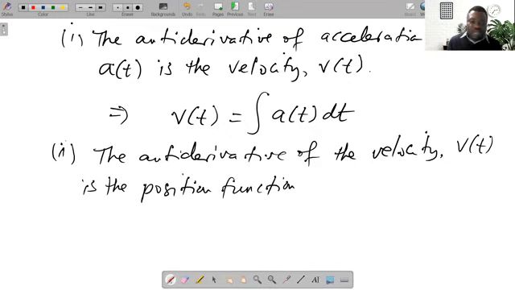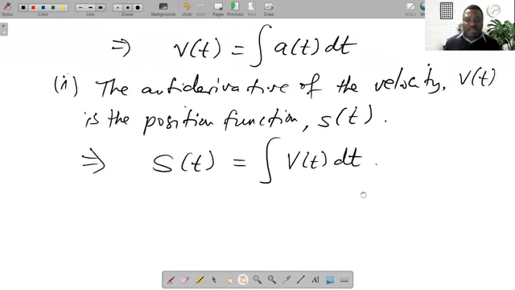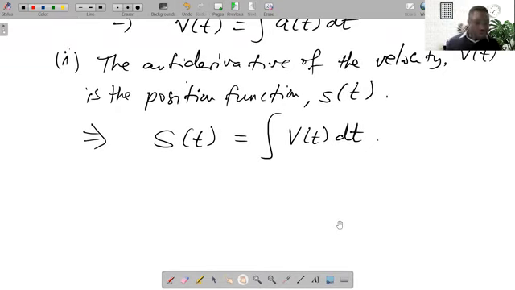And normally we use s of t for it. If you refer back to the note, you will see we were using some of these symbols here. So what it means is that my s of t is nothing more than the integral of v of t dt. Okay, so these are things that you have to know under the initial value problem.